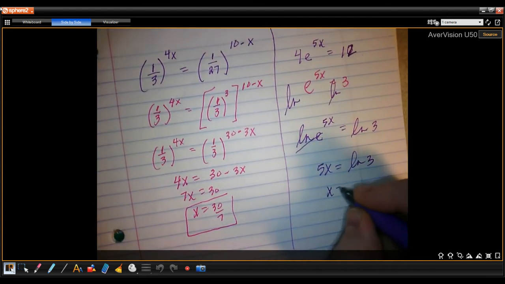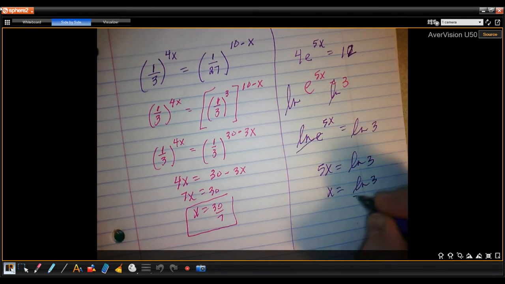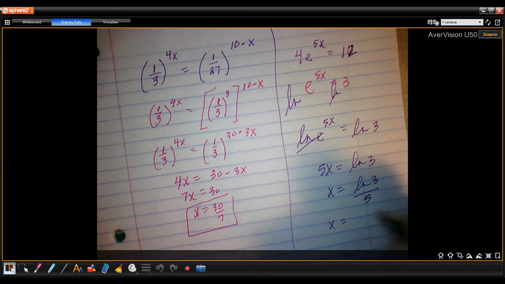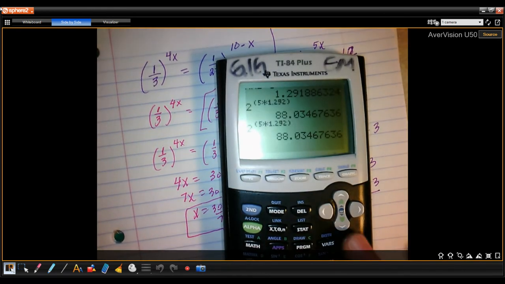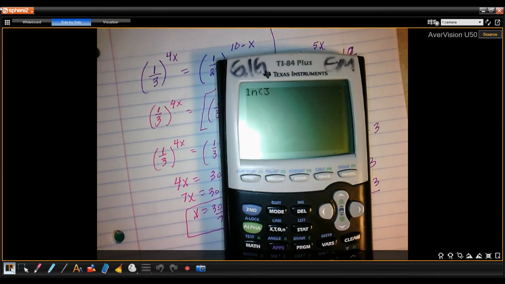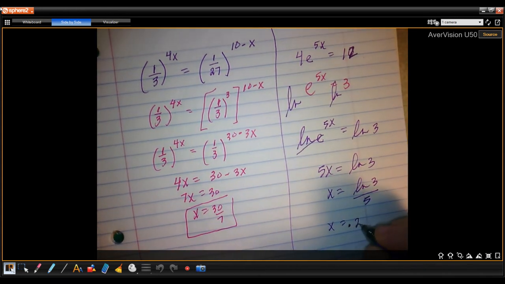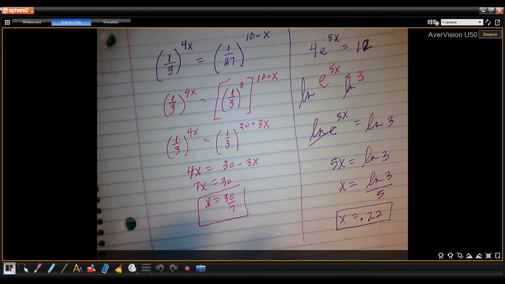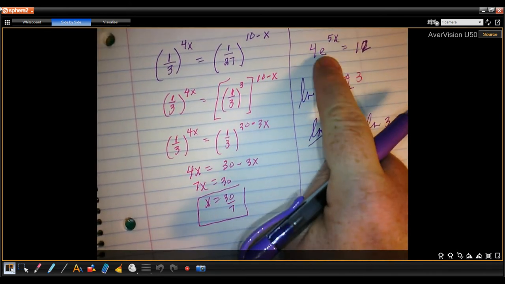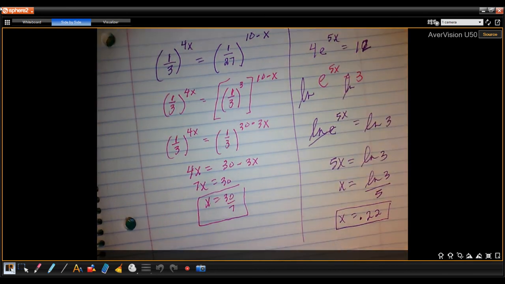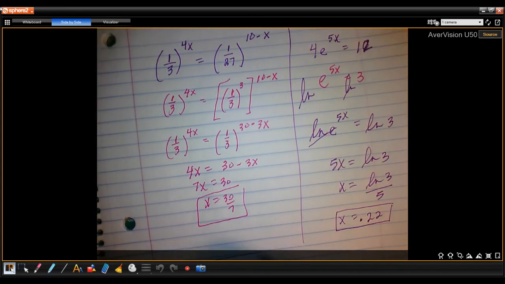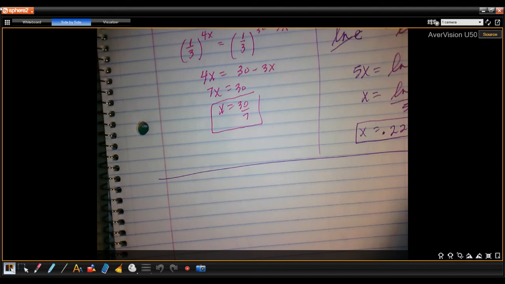So then x equals natural log of 3 divided by 5, which is, let's see, natural log of 3, enter, divided by 5, enter, 0.22. Okay, which makes sense, because 2 to the 5th power is pretty big. So that's way too big. So 0.2 makes sense.